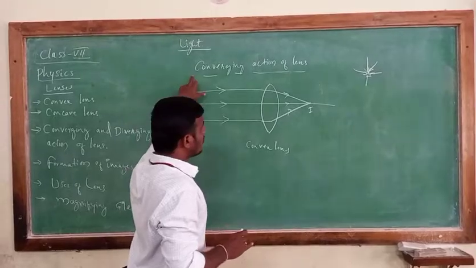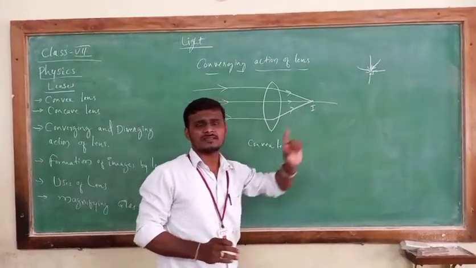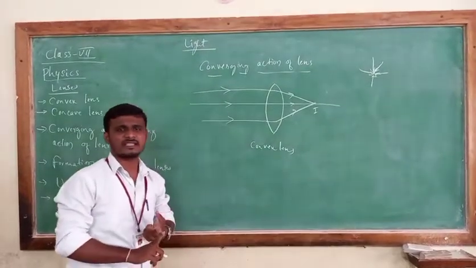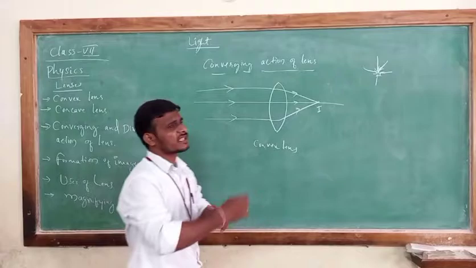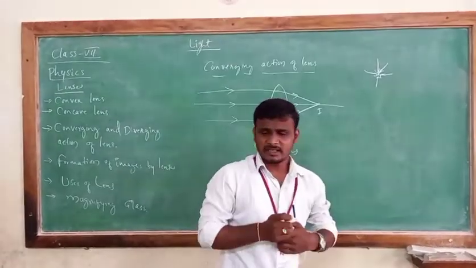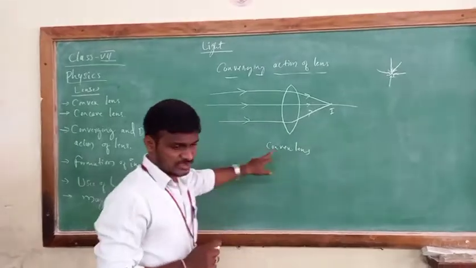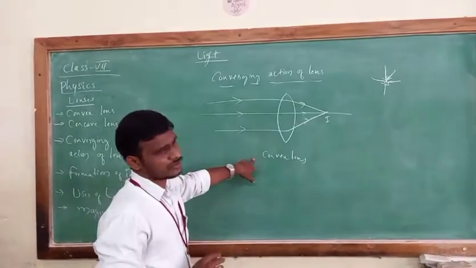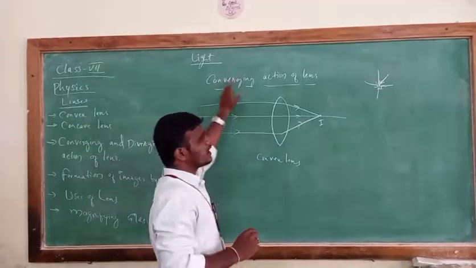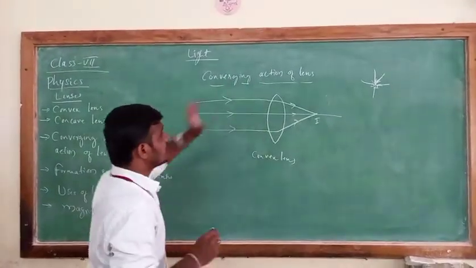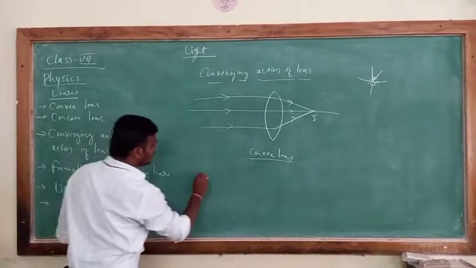A convex lens always converges the light rays. Remember this, a convex lens is also called a converging lens. So it always converges the light rays. Right? This we call convergence, or the converging action of a lens, with the help of a convex lens. So next thing is what?